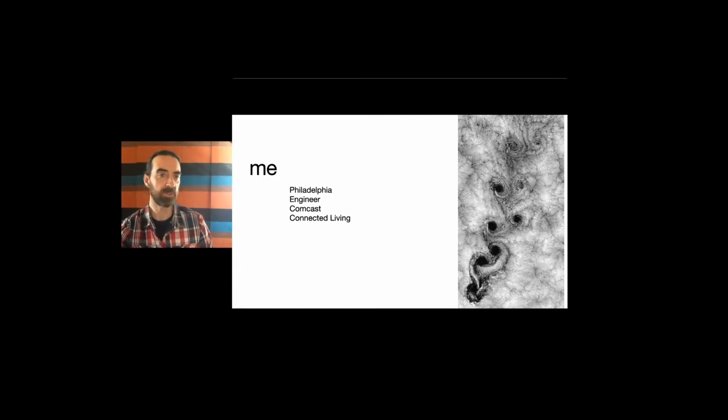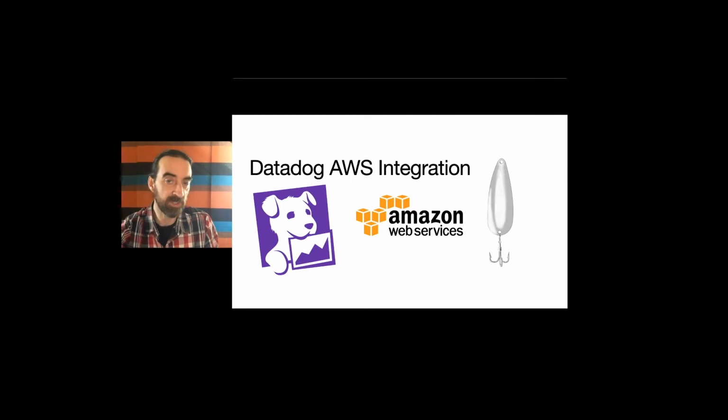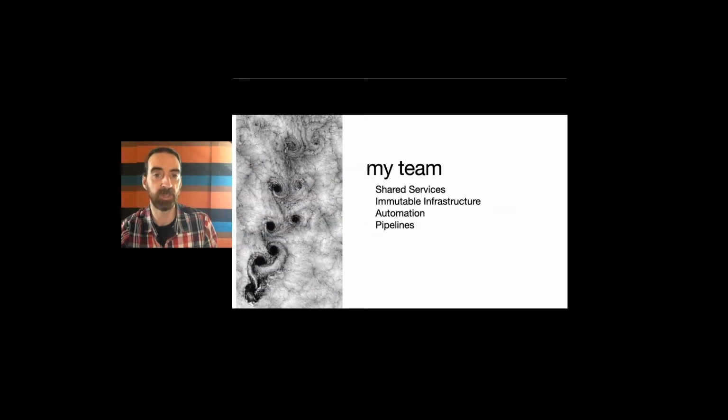To get right into it, we are migrating a lot of infrastructure to AWS, and we are migrating a lot of our visibility tools and monitoring tools to Datadog. Datadog, as you probably know, has this AWS integration component, which can be used to pull a lot of metrics out of CloudWatch. It's a great start to get a lot of those easy metrics off the top.